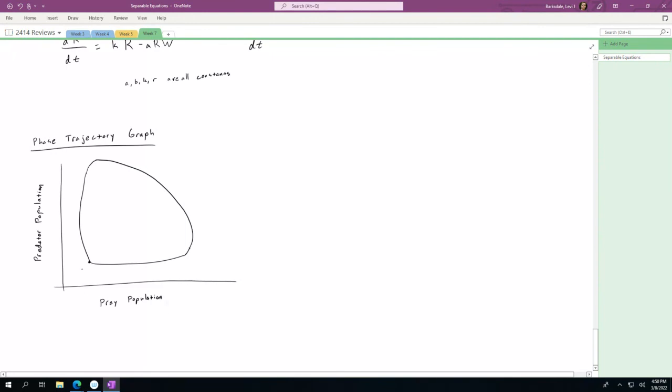But importantly, if we start out at some time t naught, we're going to have what's essentially 3 phases. So if this is phase 1, this is phase 2, this is phase 3, then in the first phase, we have not many predators, so the prey population will increase.